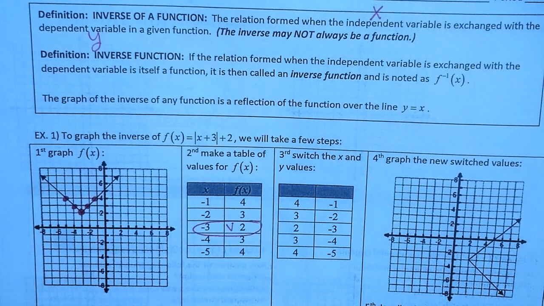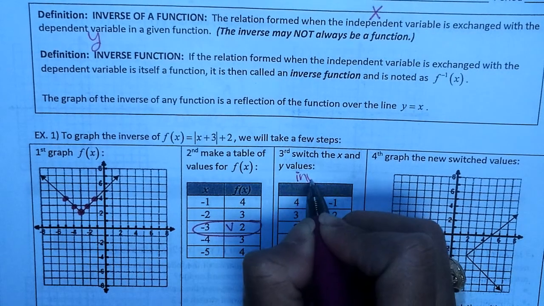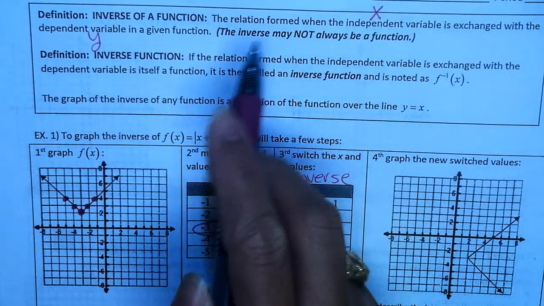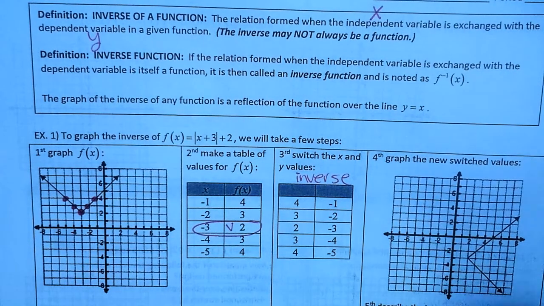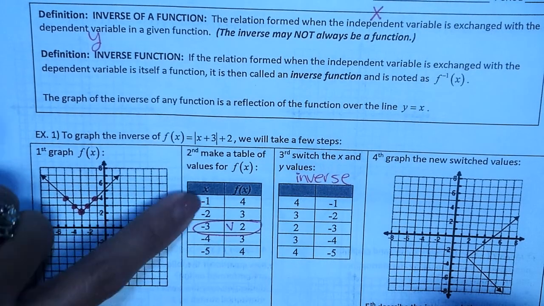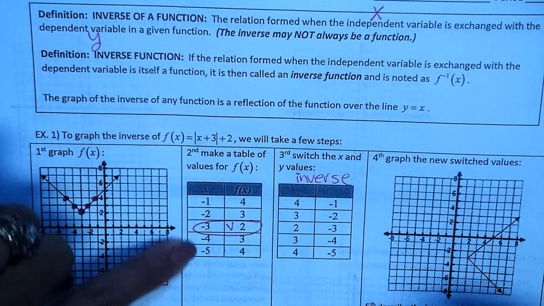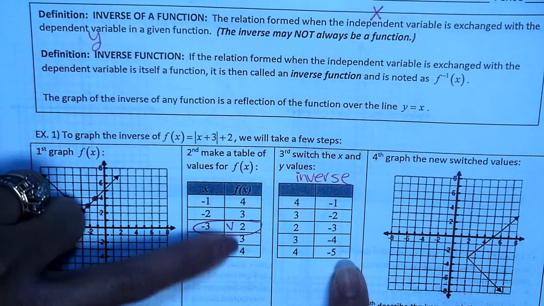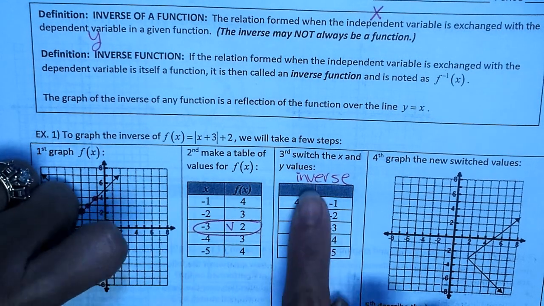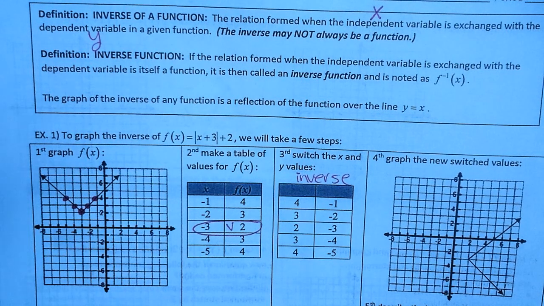Step 3, here's how you actually do the inverse. So this is the inverse right here. To do the inverse, you do what the definition says. Switch or exchange the x and the y variables, or the x and the y values. So in other words, all the x's, negative 1, negative 2, negative 3, negative 4, negative 5, that became the y values. And then all the y values, 4, 3, 2, 3, 4, became the x values. And that's how you find an inverse. So that's your very first inverse right there.